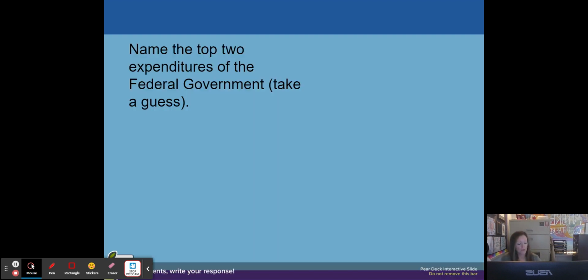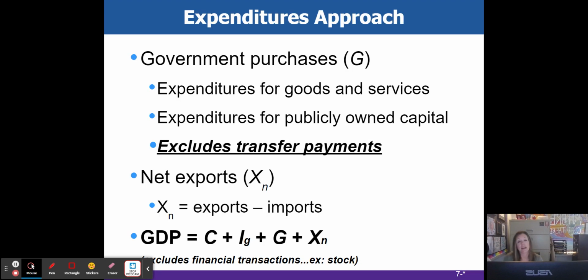The last category is net exports. In order to get this number, you have to take the value of your exports and subtract from it the value of your imports. So when we put all of these things together, the equation we're going to use is C plus IG plus G plus XN equals our GDP.